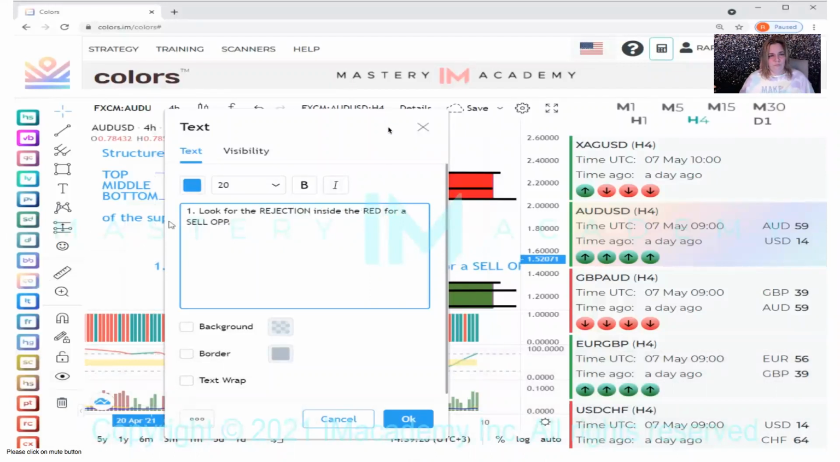Number 2, same thing as number 1. We're going to make this simple. You're not going to make this hard. This is the easiest software in trading. Look for the rejection in the green box. What color? Green, for a buy op.